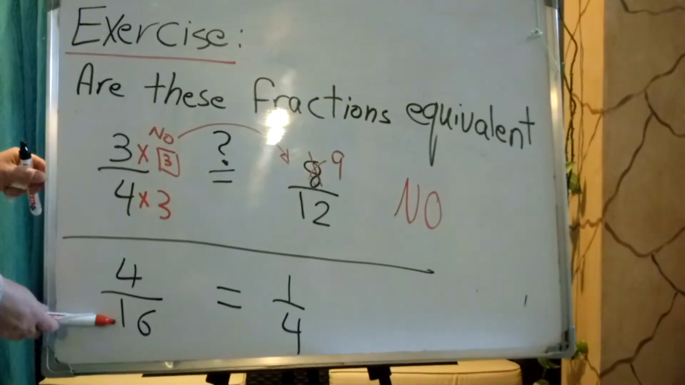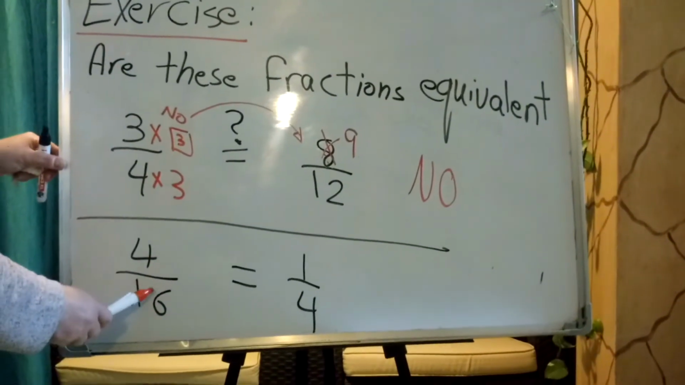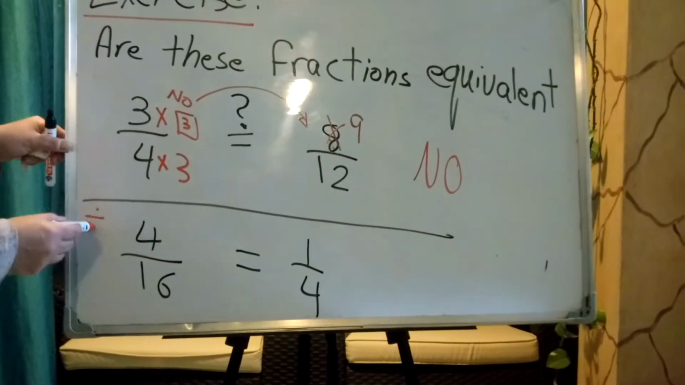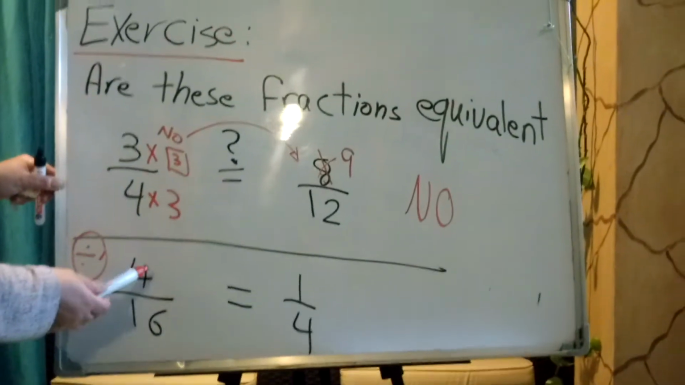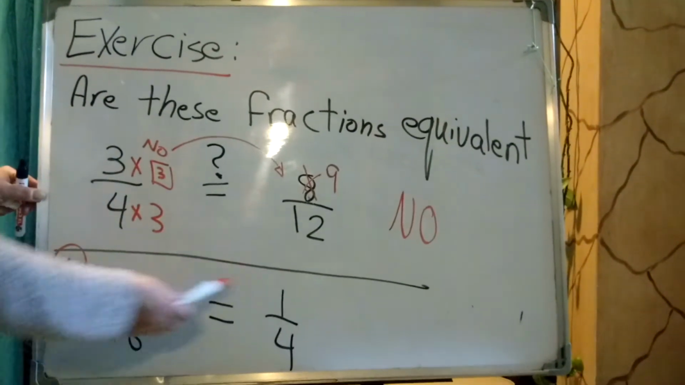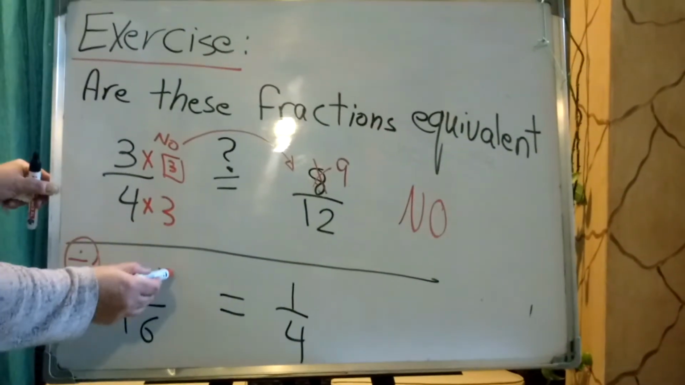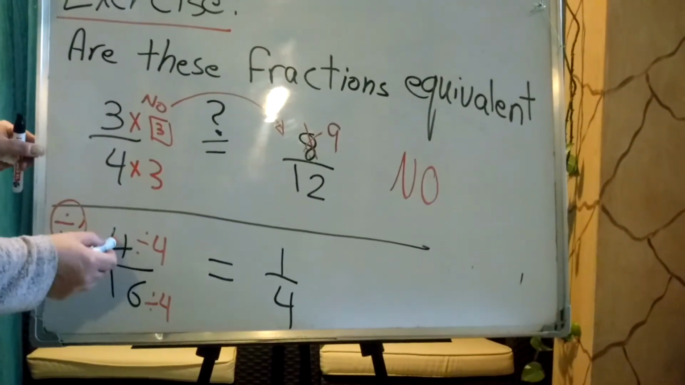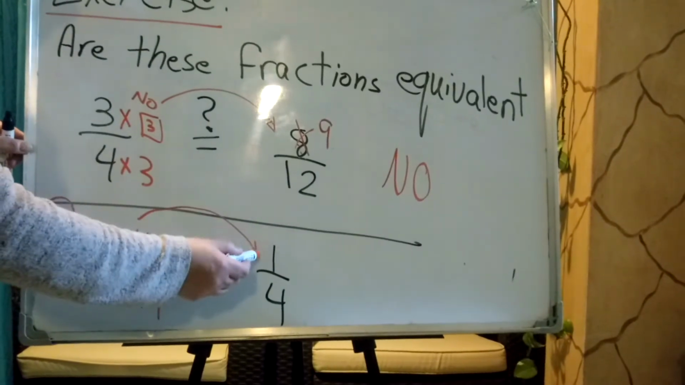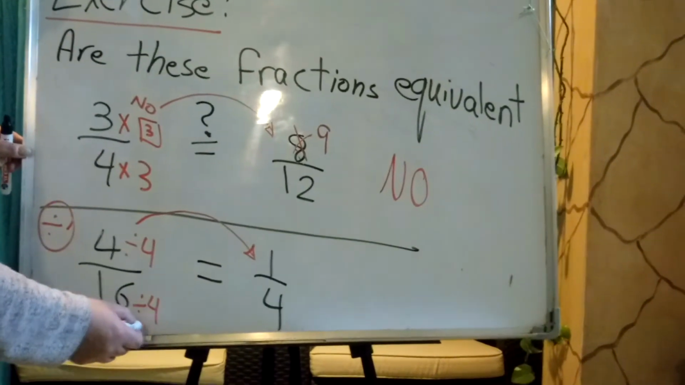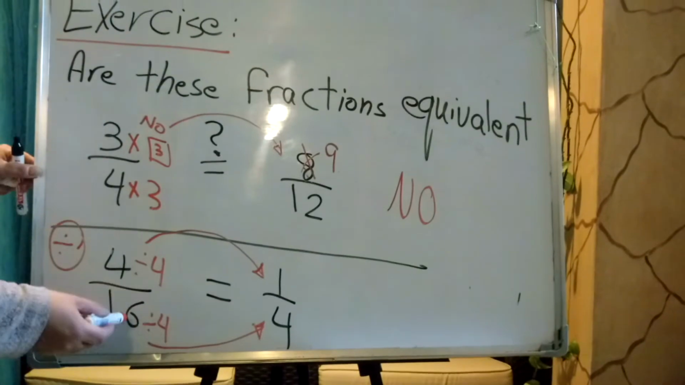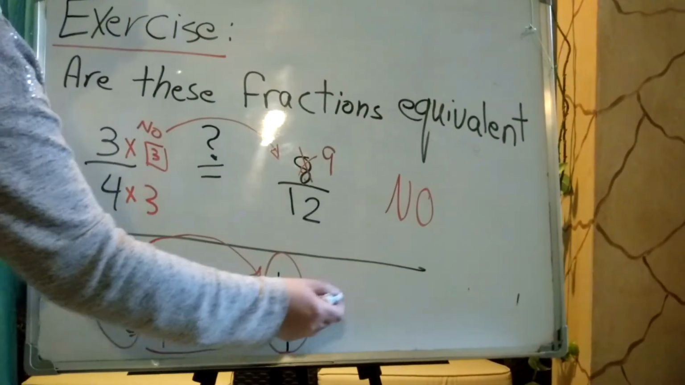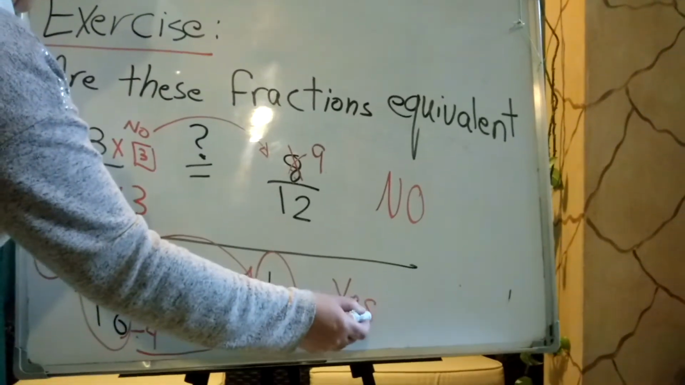Now let's go to this example. 4/16, does it equal 1/4? You can also use division to show equivalent fractions. How can you make the 4 equal to 1? You divide it by 4, and the same should be done to the denominator. 4 divided by 4 is 1. 16 divided by 4 is 4. So 4/16 is equal to 1/4. So we write yes.